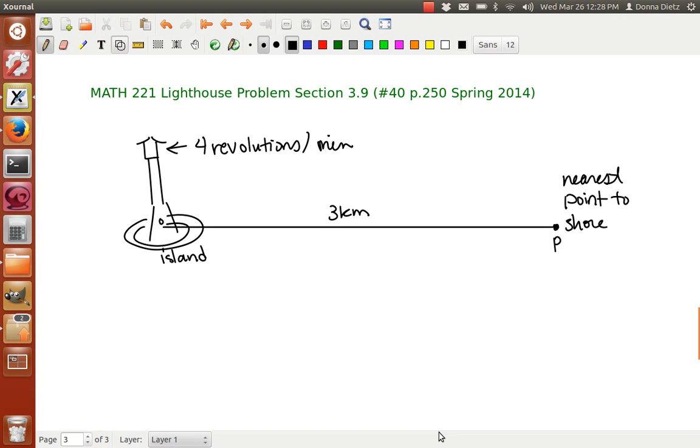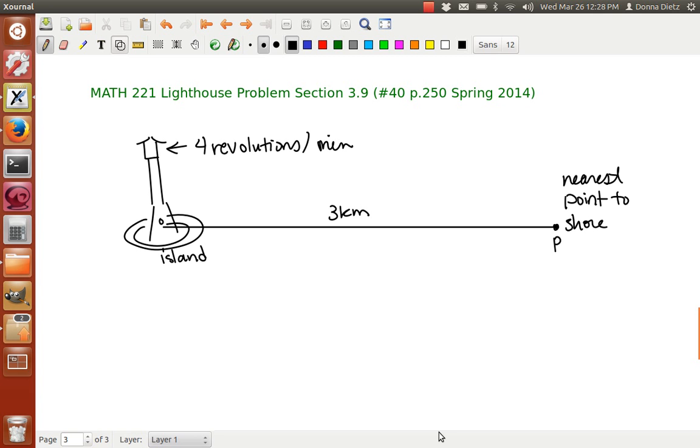So this problem is what I consider to be the hardest problem in the course. It's a homework problem. It will not show up on an exam, but I do want you to understand it and enjoy it. And what we're asking is we have this setup. We have a lighthouse that's on an island. It's 3 kilometers from the shore.